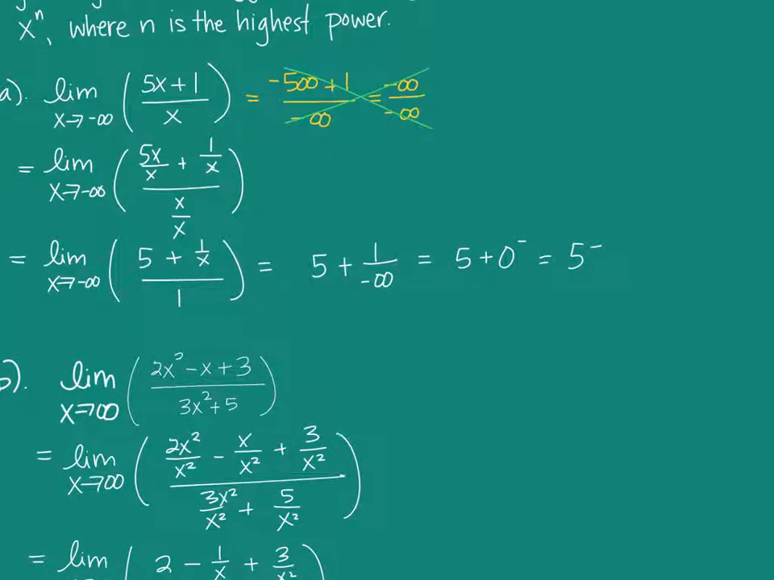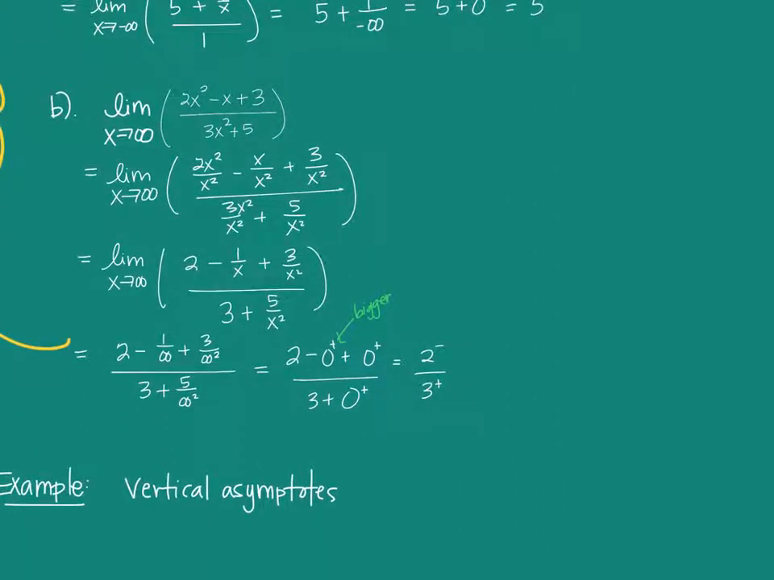So in part A, the end of the life of that function will be that it will be approaching 5 from the underside. In part B, the end behavior of that function, the end of the life of that function, is that it will be approaching 2/3, also from the underside of 2/3.